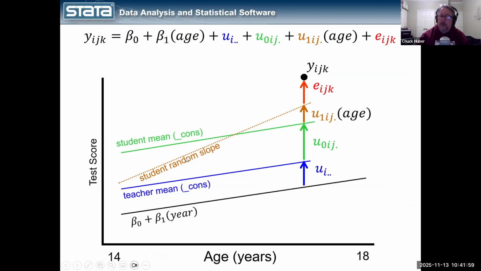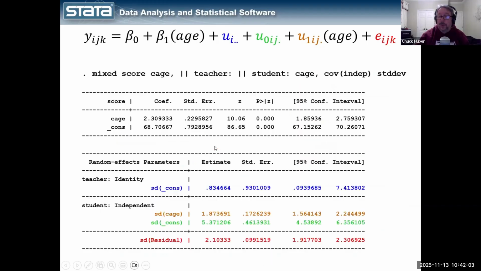Too many slides. So here, what we want to do is fit a separate regression line for each student. We can do that by not only adding cage to the fixed part of the model, after mixed, so mixed score cage, but I'm also going to include cage next to student.